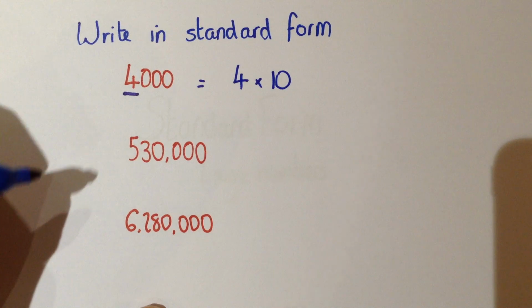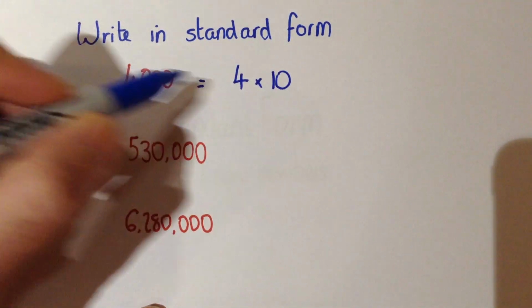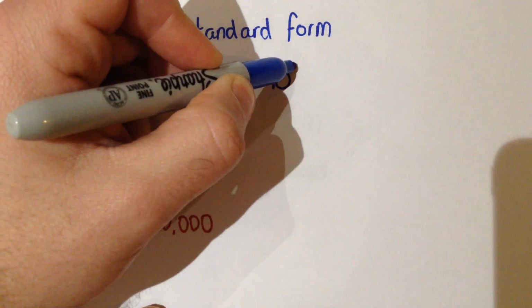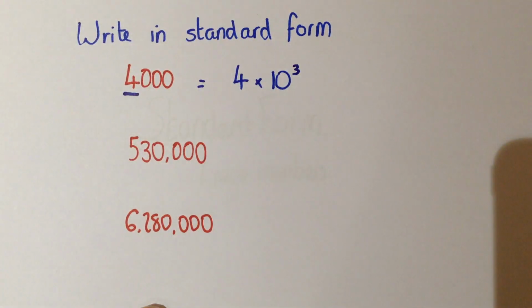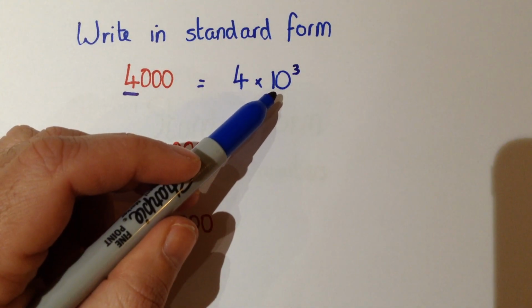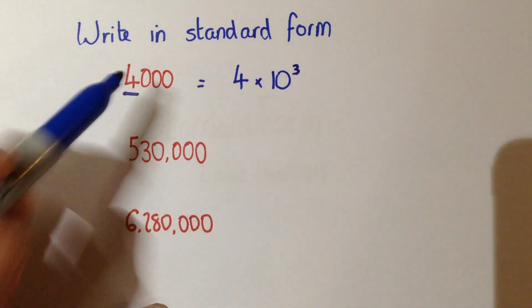A little cheat that you can use is how many numbers are there after the first 4. So there's 1, 2, 3. So it's a power of 3. Just to check, 10 to the power of 3 is 1,000. 4 times 1,000 is 4,000.